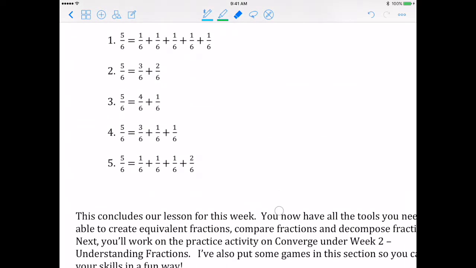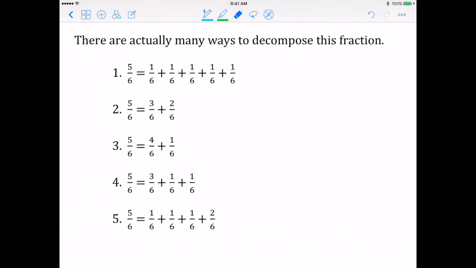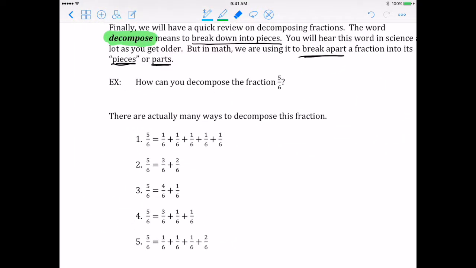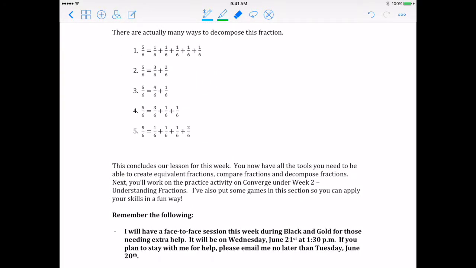All right, so really breaking down or decomposing fractions is going to start to benefit you more as you're looking at just understanding the overall fraction. But it is something good to know how to do. All right, so this concludes our lesson for this week. You now have all the tools you need to be able to create equivalent fractions, compare fractions, and decompose fractions.